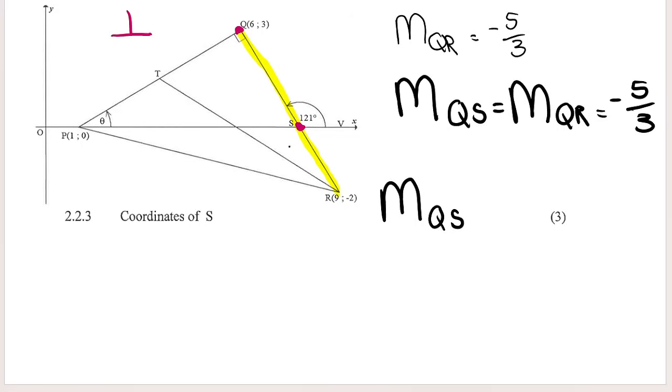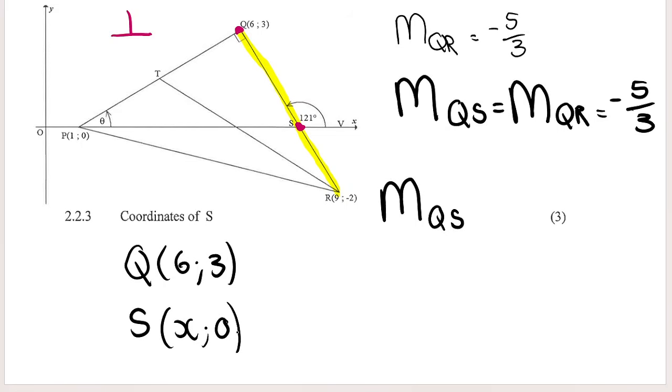So how would I do that? Well, we know Q's coordinate is 6 and 3. We know S's coordinate is something unknown, and 0. How do I know that this is a 0? Because it's an x-intercept. So for the x-intercept, y is 0, but the x is unknown. Now, if we use the gradient formula, remember it's y2 minus y1 over x2 minus x1. Let's call this number 2 and let's call this number 1.